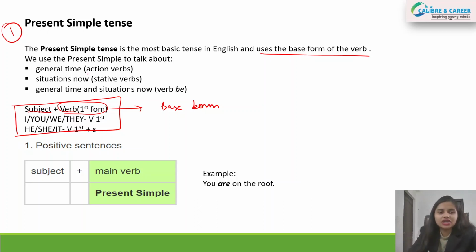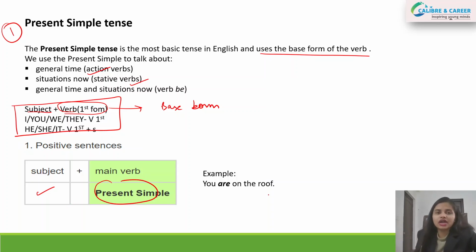Now there are three things with respect to which we understand our present simple tense. Number one is general time, action verb. Situations now, stative verb, like believe, achieve. These are the stative verbs that we will also discuss in our next slide: what are the types of stative verbs and how they are different, how they are only used with present simple and not with continuous. That also we will discuss. Now with respect to positive sentences in our present simple tense, how will the verb look? Subject will be there, like he, she, it, I, and the main verb in present simple, like you are on the roof.